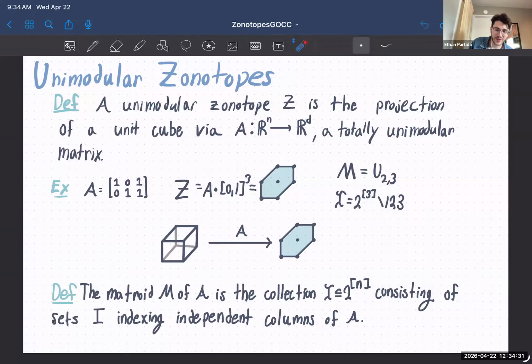But if I took all 3 vectors, now I have 3 vectors in R2. And these have to be dependent. I have 3 vectors in a plane. And so that's to say that every subset of the column set is independent except for the set {1, 2, 3}. And this will be the data of my matroid. And in this case, we say that the matroid is a rank 2 matroid.